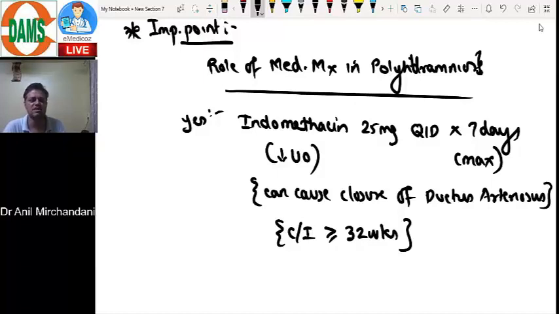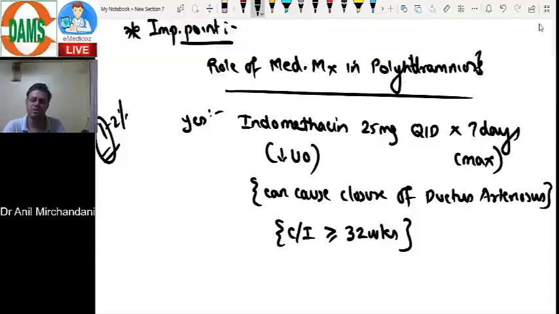So yes, indeed, there is a role of medical management in polyhydramnios. Polyhydramnios is a condition which is seen in 1 to 2% of pregnancies. About 1% of cases may have polyhydramnios, so you should know how to deal with a case of polyhydramnios. Most of the cases are mild. Mild patients do not require specific treatment.